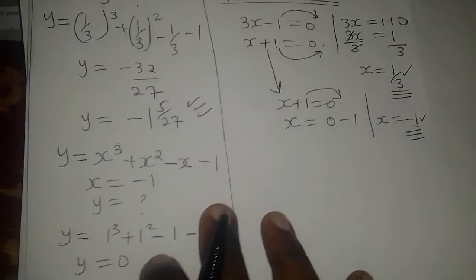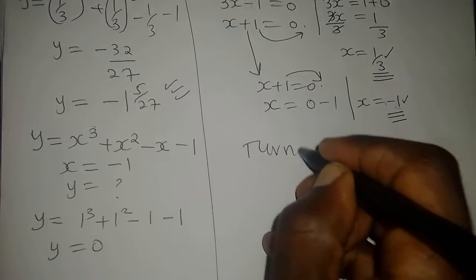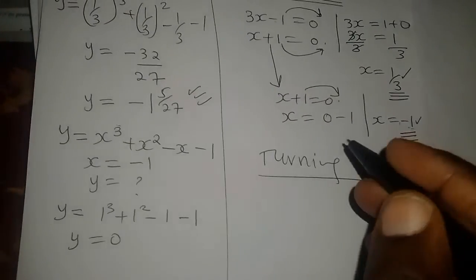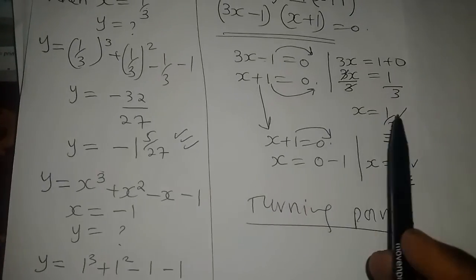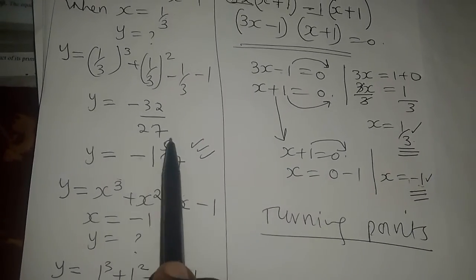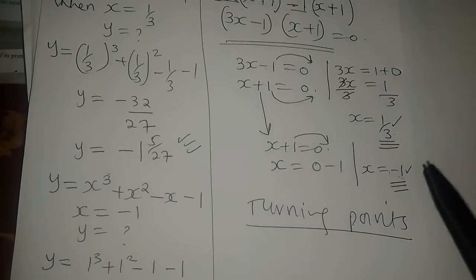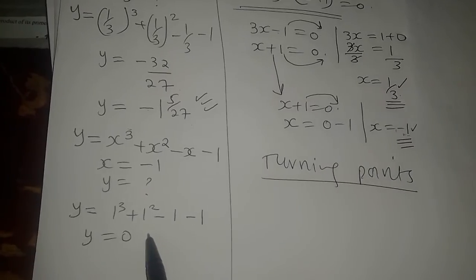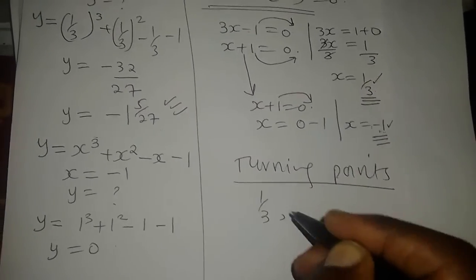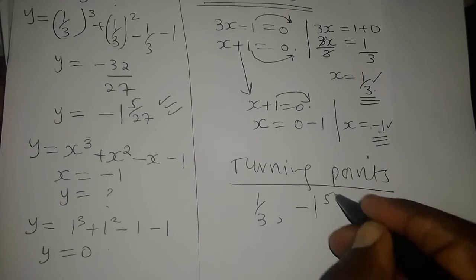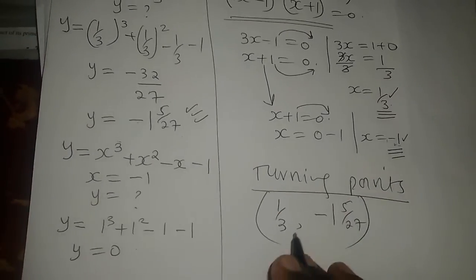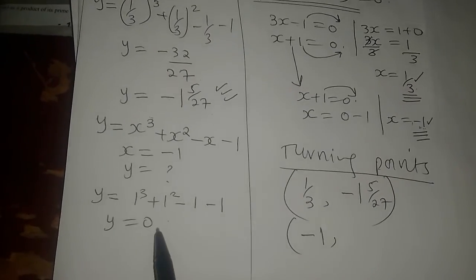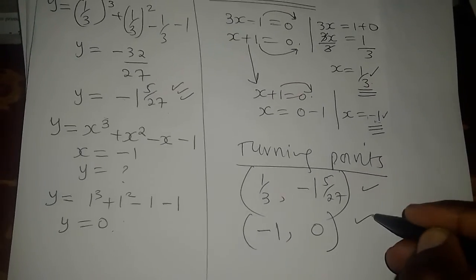So what are the turning points of that curve? Turning points. So I'm going to have, when x is a third, y is negative 1 and 5 over 27. When x is negative 1, the y is 0. So I'm going to say a third, then negative 1, 5 over 27. Then negative 1, then 0. The turning points of the curve.